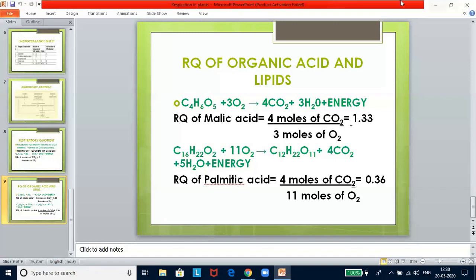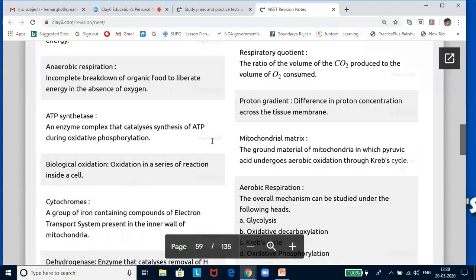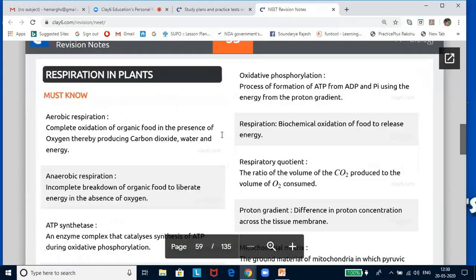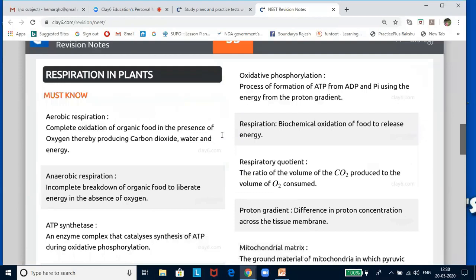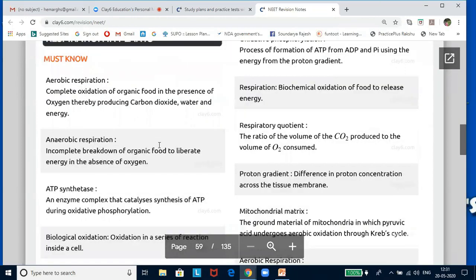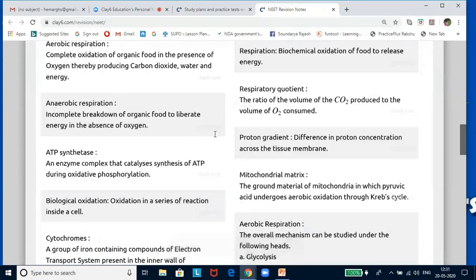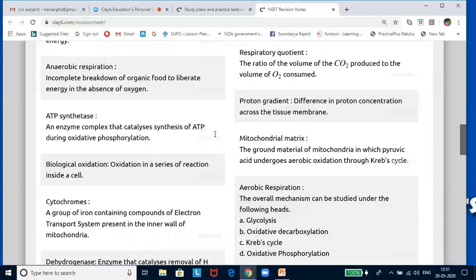So, with this, we have completed. But these are some of the definitions which they might ask you, and where it is easy, but you may not be able to recollect. That is why we have put it here. Now, let us look at aerobic respiration, complete oxidation of organic food in the presence of oxygen, thereby producing carbon dioxide, water, and energy. Anaerobic respiration, incomplete breakdown of organic food to liberate energy in the absence of oxygen. Depending upon the substrate, it could be lactic acid or alcohol, whatever it is.